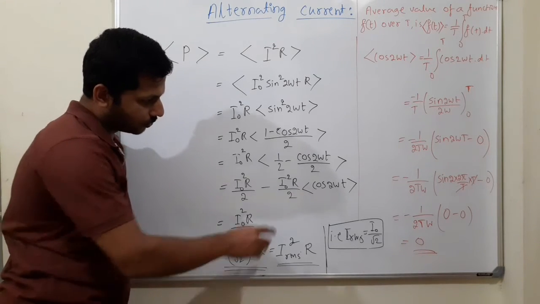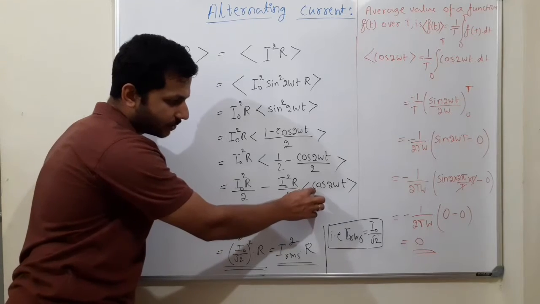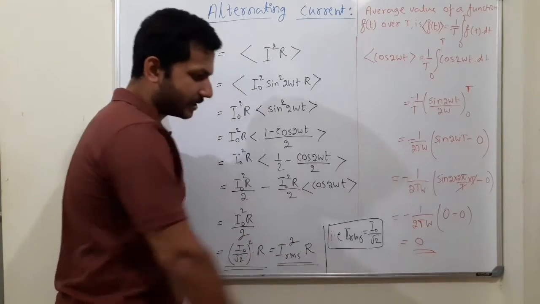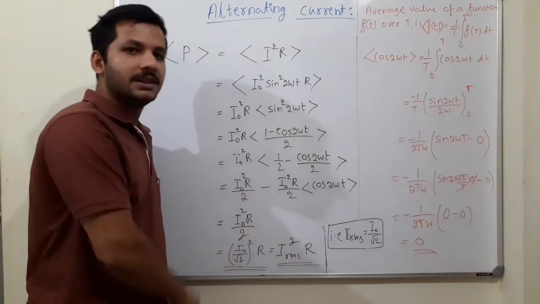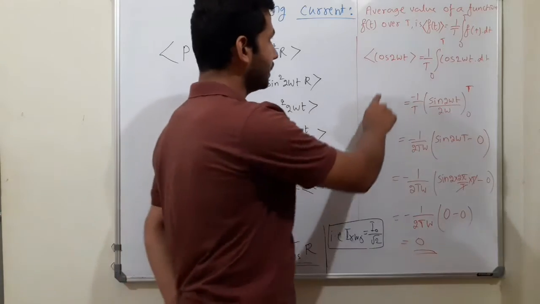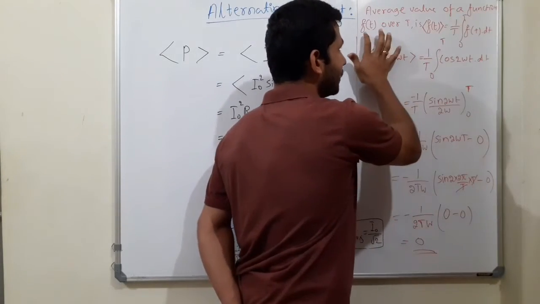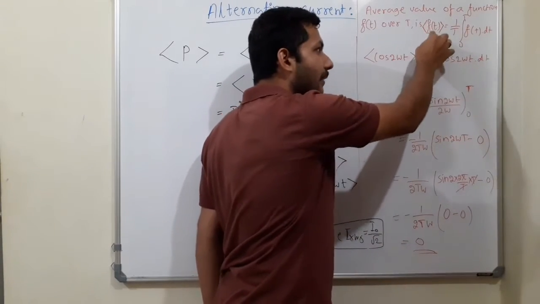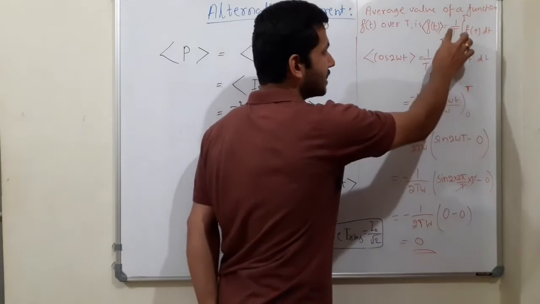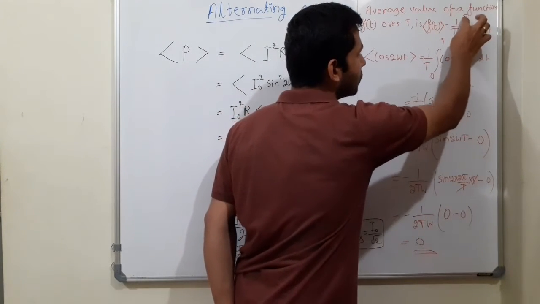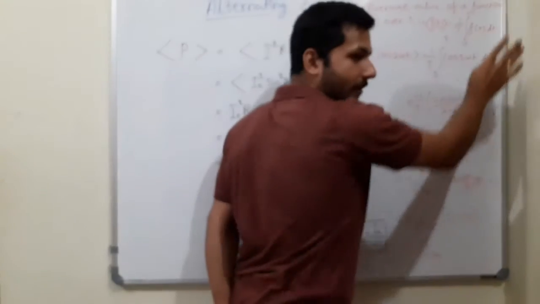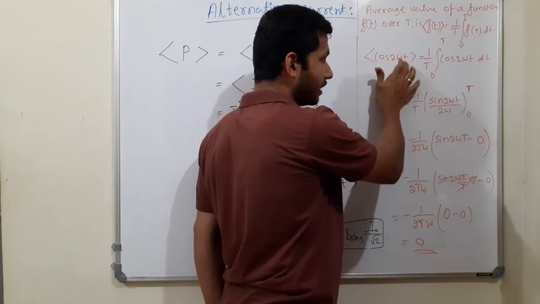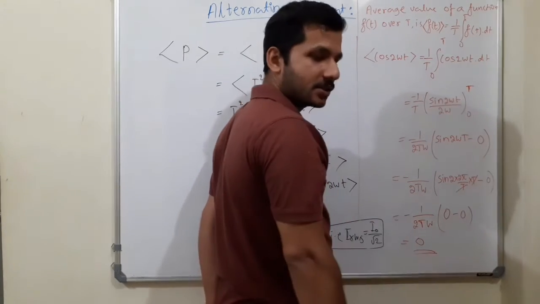Now I naught square R by 2 into the average of cos 2 omega t. How to find the average of cos 2 omega t? For which we need to do the integration here. The average value of a function f(t) over time T is calculated by average of f(t), which is equal to 1 by T into integration from 0 to T of the function f(t) with respect to dt. Now the function is cos 2 omega t, so the average of cos 2 omega t has to be found out.